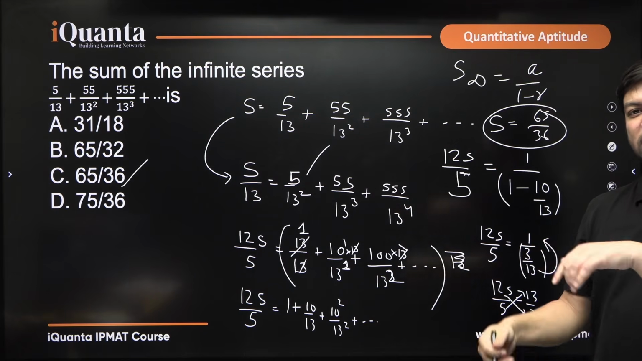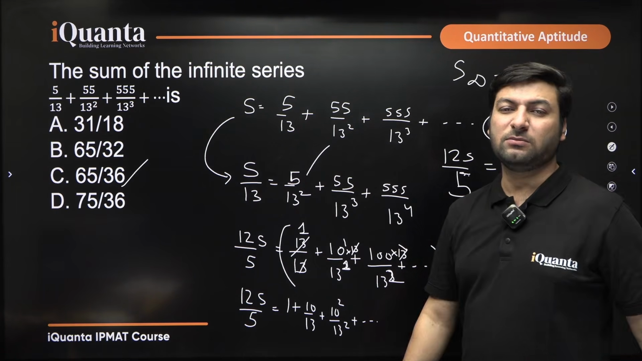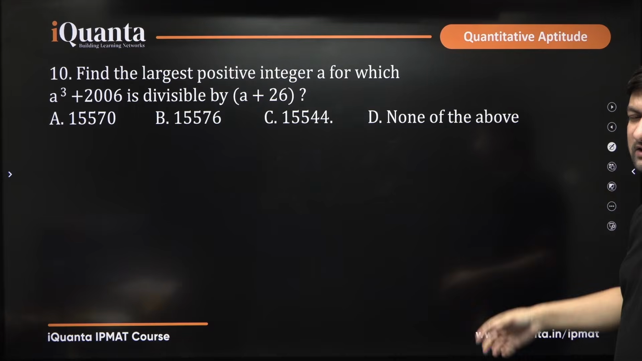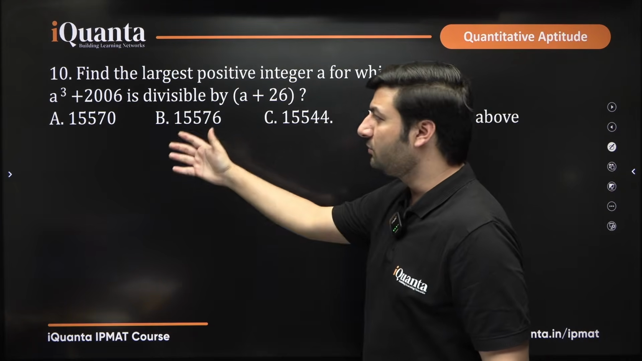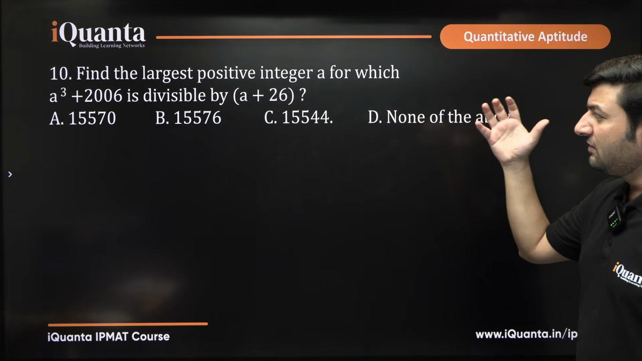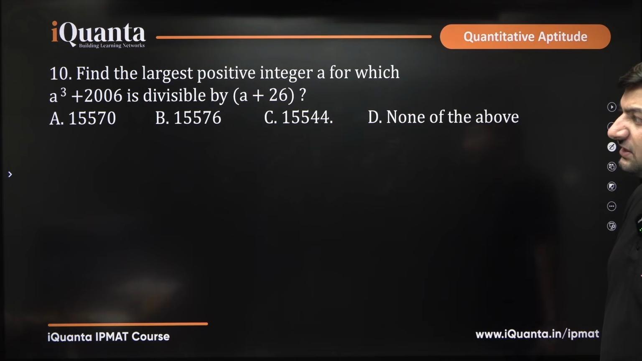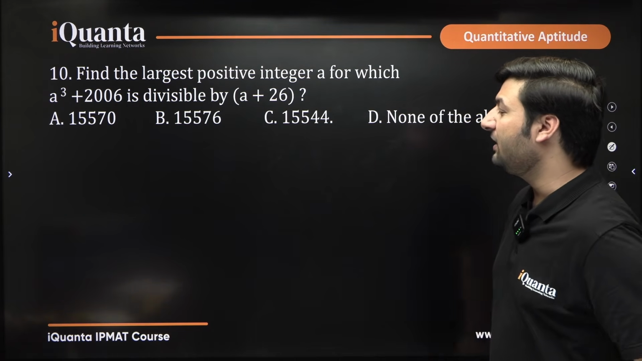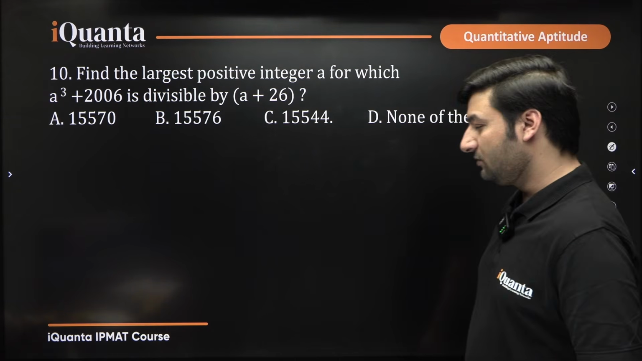Similar method is used in all such sum questions when you have to find out the sum of an infinite series. If you still have a doubt, you can comment. Let us come to another question, the 10th one. Find the largest positive integer a for which a cube plus 2006 is divisible by a plus 26. These are the options, okay.